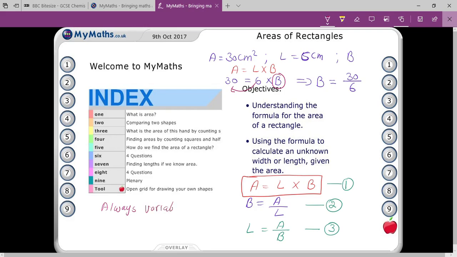Variable B on one side, and numbers, numerals, the rest, will be on the other side. Always. So you can see that here are two numbers and one variable. You have to make the variable the subject. So what you have to do here is 30 divided by 6. 6 will transfer to the other side.